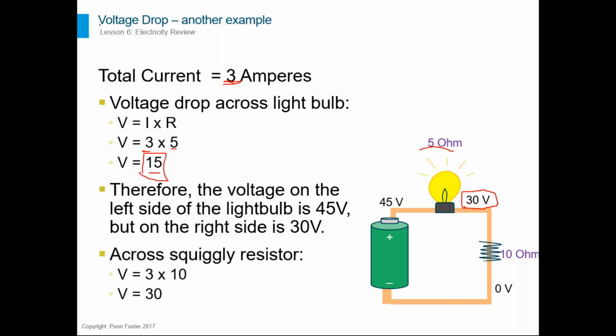And then across that squiggly resistor, our amps is still 3. Okay, that's still our current. We have 10 ohms, right? Over here it says 10 ohms, so we have 3 times 10, and that gives us 30. So it loses 30 volts. So it only had 30 volts. And then over this resistor, it loses 30 volts. So now our voltage is 0. Okay, so that's good. It lost the entire voltage by the time it gets back to the battery.